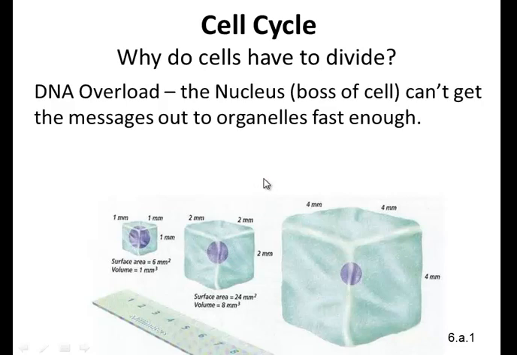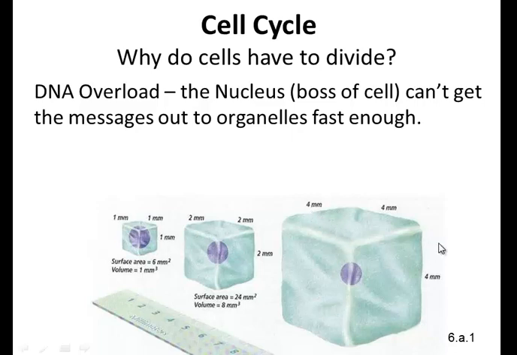So let's take a look at the 2 reasons why we do cell division. One of them is DNA overload. The nucleus, the boss of the cell, can't get messages out to the organelles fast enough. If the nucleus wants the rough endoplasmic reticulum to make a protein to send either inside the cell or outside the cell, it sends out a biological message. The endoplasmic reticulum makes the protein, sends a message back to the nucleus saying, yes, I got your message, and then sends it off to the Golgi body, which sends a message back saying, yes, I got your package, and sends it off to some other place in the body.